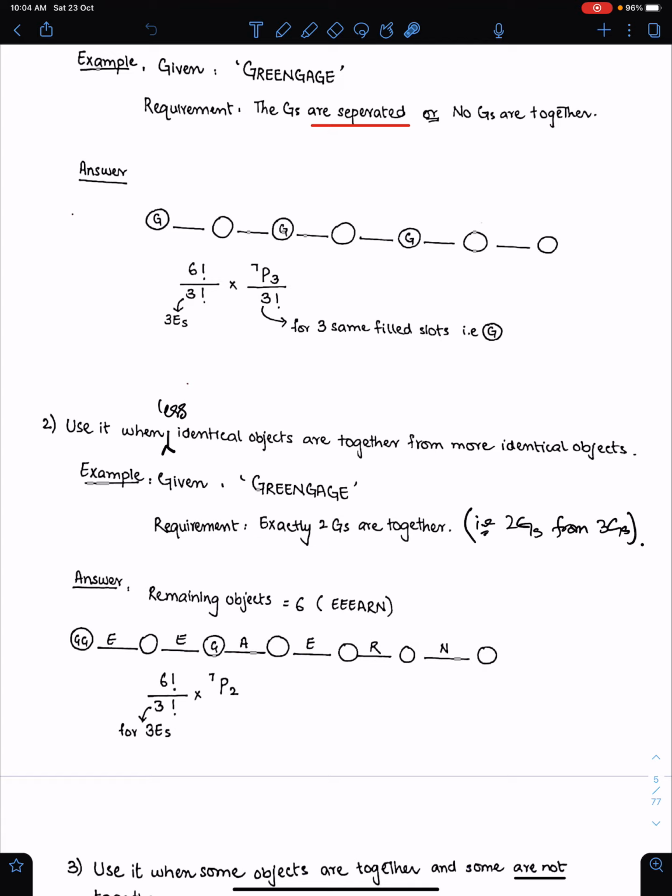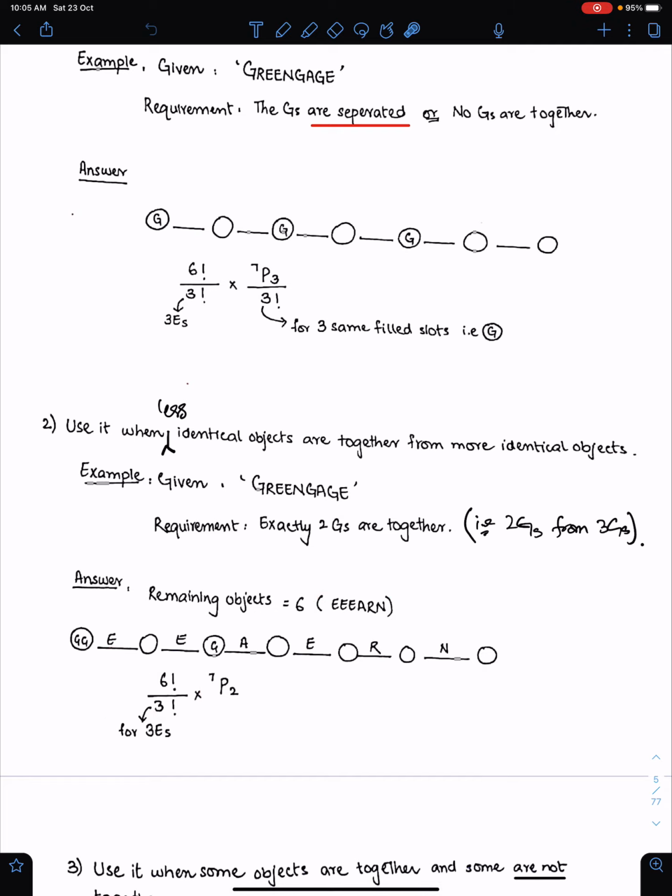The most important thing of this question is you must not count the remaining G with the remaining letters. Remaining letters must not include the remaining G. This is very important. So remaining letters are 6, and this is for remaining letters. 6 factorial divided by 3 factorials.